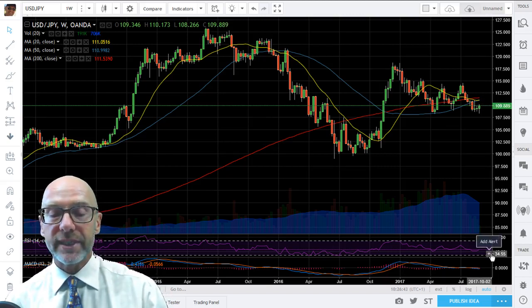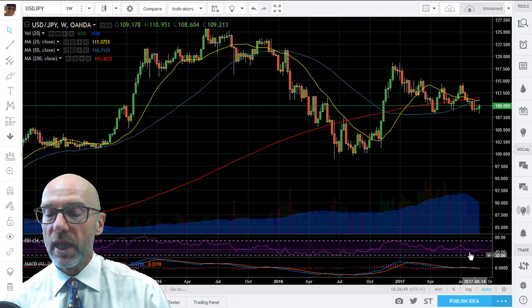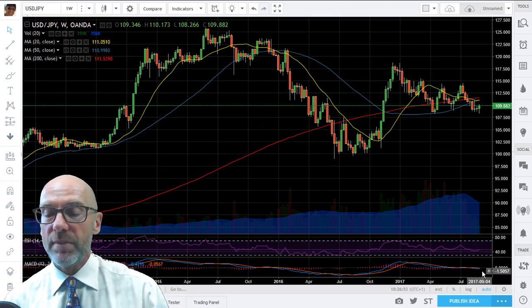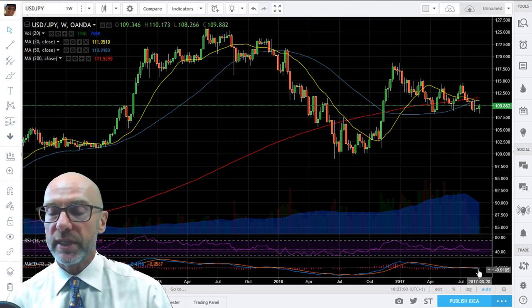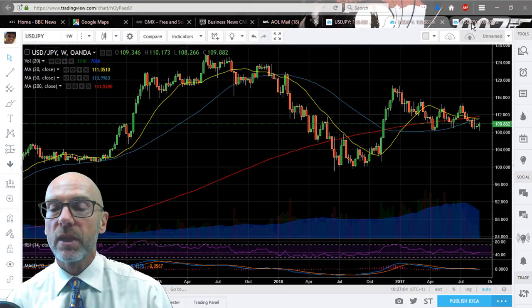Here the RSI is again below 50, at 45.33, and it is in a downtrend. The MACD is rolling, and it actually just started to indicate a sell signal from the weekly MACD.